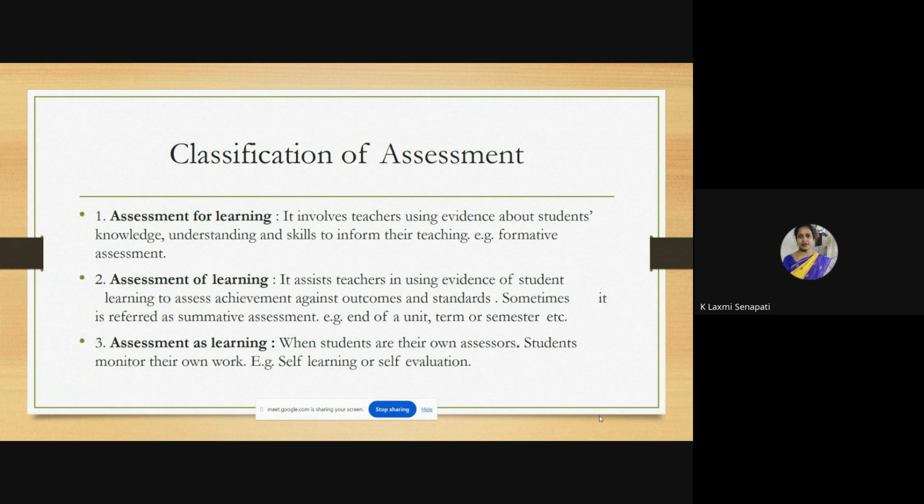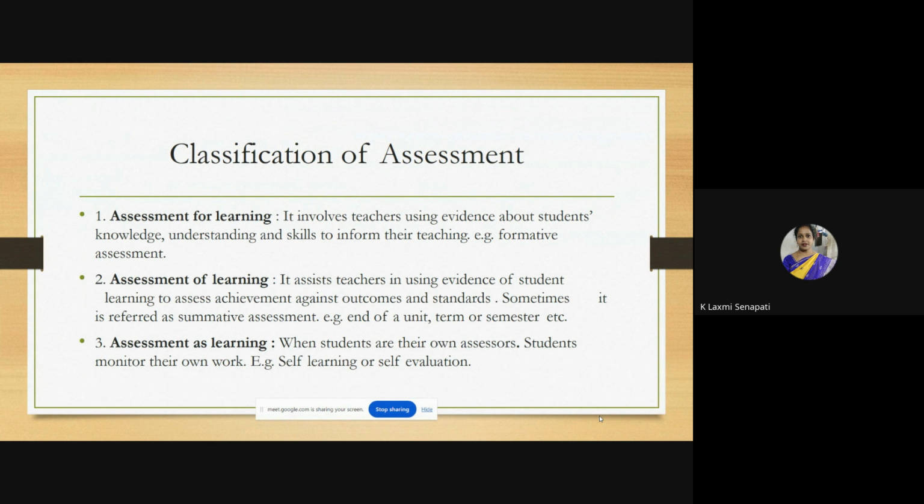Here, assessment for learning involves teachers using evidence about the students' knowledge, understanding, and skills to inform their teaching. That is formative assessment. It happens after completion of one class or one topic. Suppose I taught you something today, we can assess how much my students are capable of understanding the topic.